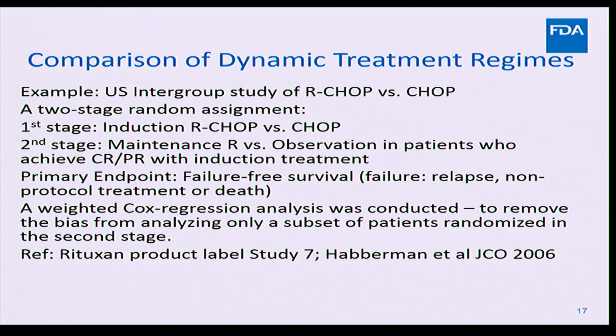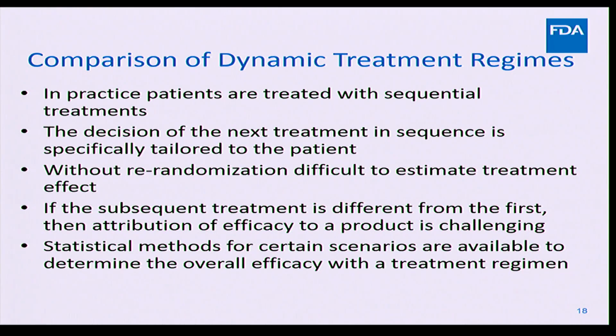And we do have statistical methods to deal with these. A weighted Cox regression analysis was conducted to remove the bias from analyzing only a subset of patients who are treated in the second randomization. And this was approved, and this is in the product label. But again, in practice, patients are treated with sequential treatments, and the decision of the next treatment in sequence is specifically tailored to that patient. However, what we are trying to do is, for the population, come up with a sequence. Without re-randomization, it's difficult to estimate the treatment effect. So what we see in practice is very different, and when we are trying to say for a population this is how the sequence should be, it's rather difficult.